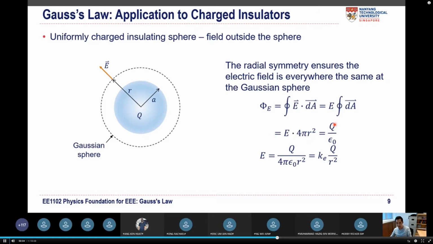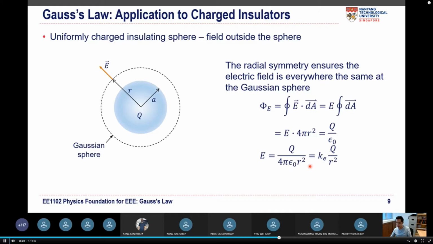It's going to be Q divided by epsilon 0, from Gauss's law. Okay, so using that, rearranging, we have E is equal to this, and then we know that 1 over 4 pi epsilon 0 is Coulomb's constant. So then we end up having this equation.